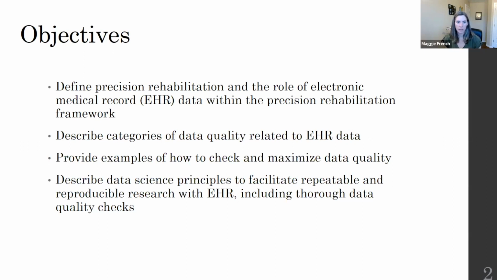First, I just want to establish a foundation of why I'm particularly interested in using electronic medical record and why I'm therefore interested in the quality of that data, which is specifically due to my interest in precision rehabilitation. I'll then talk about a framework that we can use to think about data quality related to EHR data. I'll then also spend the bulk of the talk talking through some specific examples of how we can apply this framework to data from the electronic health record. And then lastly, I'll wrap up by talking about how we can apply data science principles to streamline data quality checks and to facilitate repeatability and reproducibility of research that we do that uses electronic health record data.